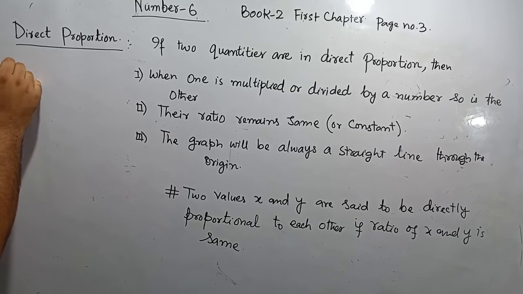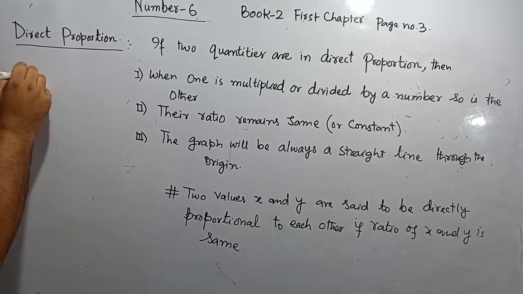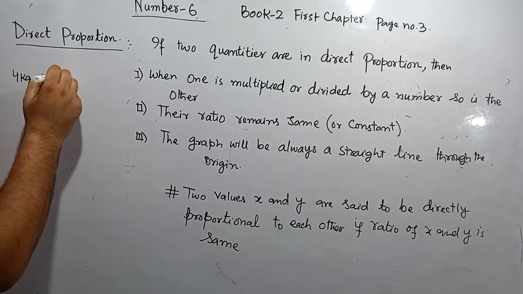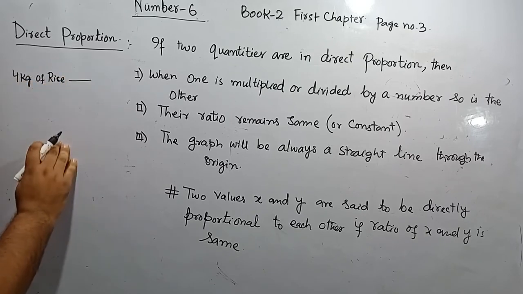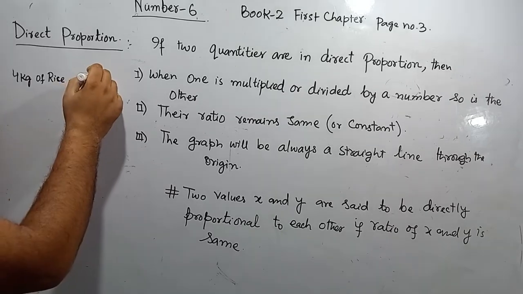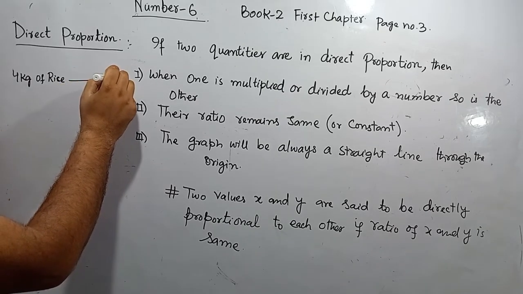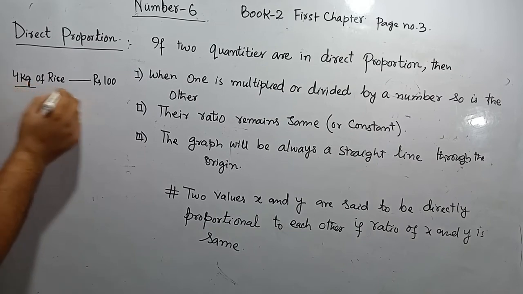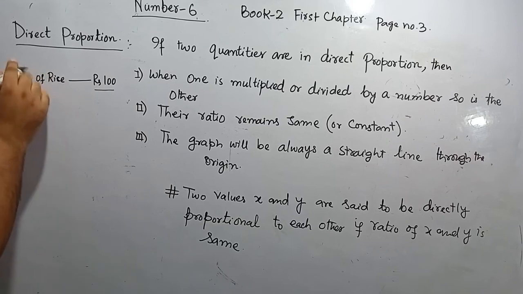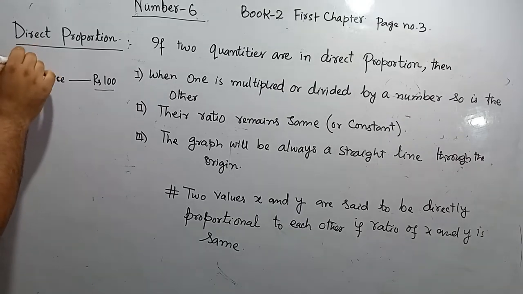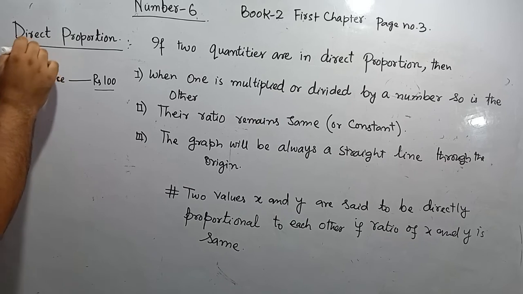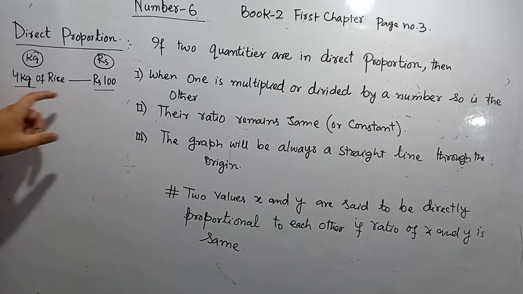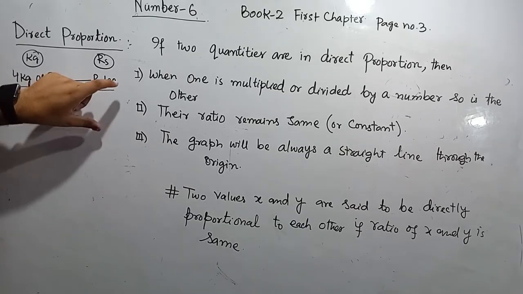If 4 kg of rice costs ₹100. So this is one quantity, 4 kg of rice, and this is another quantity. This quantity is in kgs, and this quantity is in rupees. If the two quantities are in direct proportion, so what happens?